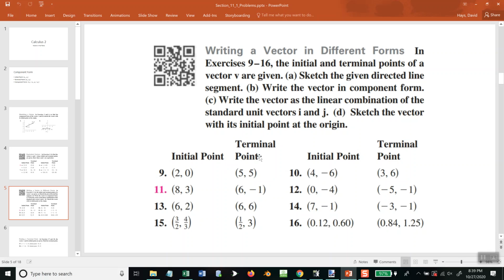Let's see if there's anything different here. Sketch it, write the vector in component form. Oh yeah, there is. Write it with the standard unit vectors i and j. So let's look at number, I guess, 11.